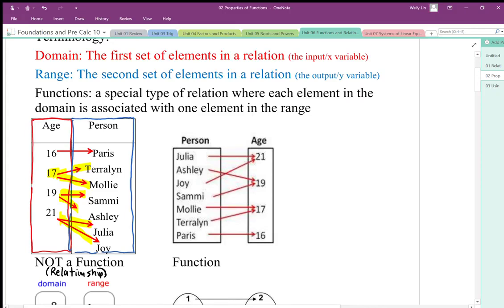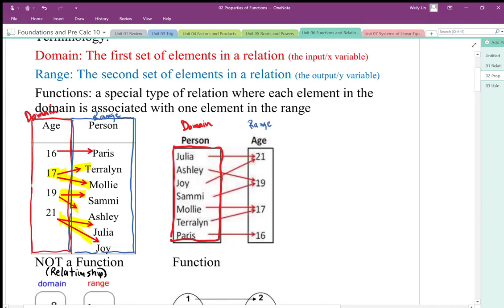So we have this other one here where we actually relate the person to the age. Okay, so it's actually the same relationship, but now we've done it in the reverse order. We said now that the input is the person. That's my domain. And notice that my domain has changed from here. This originally was my domain, the age was my domain, and the person was the range, or the output. Now, the domain is a person, and the range is the age.